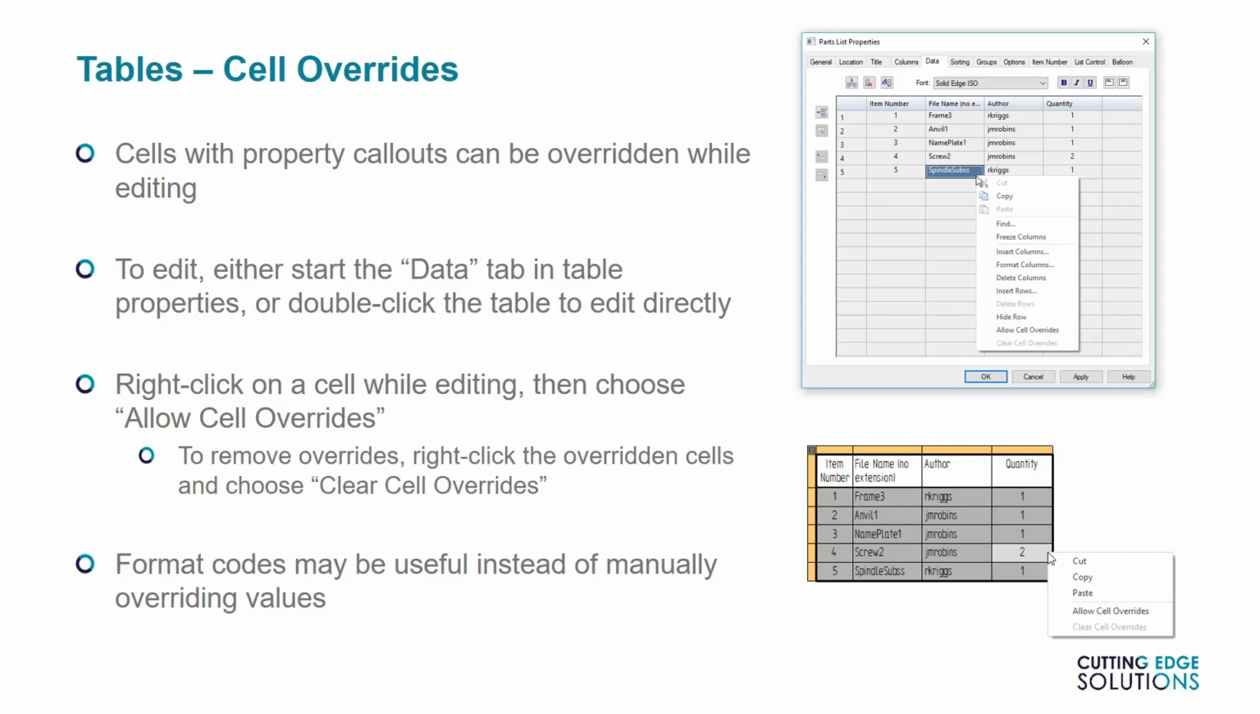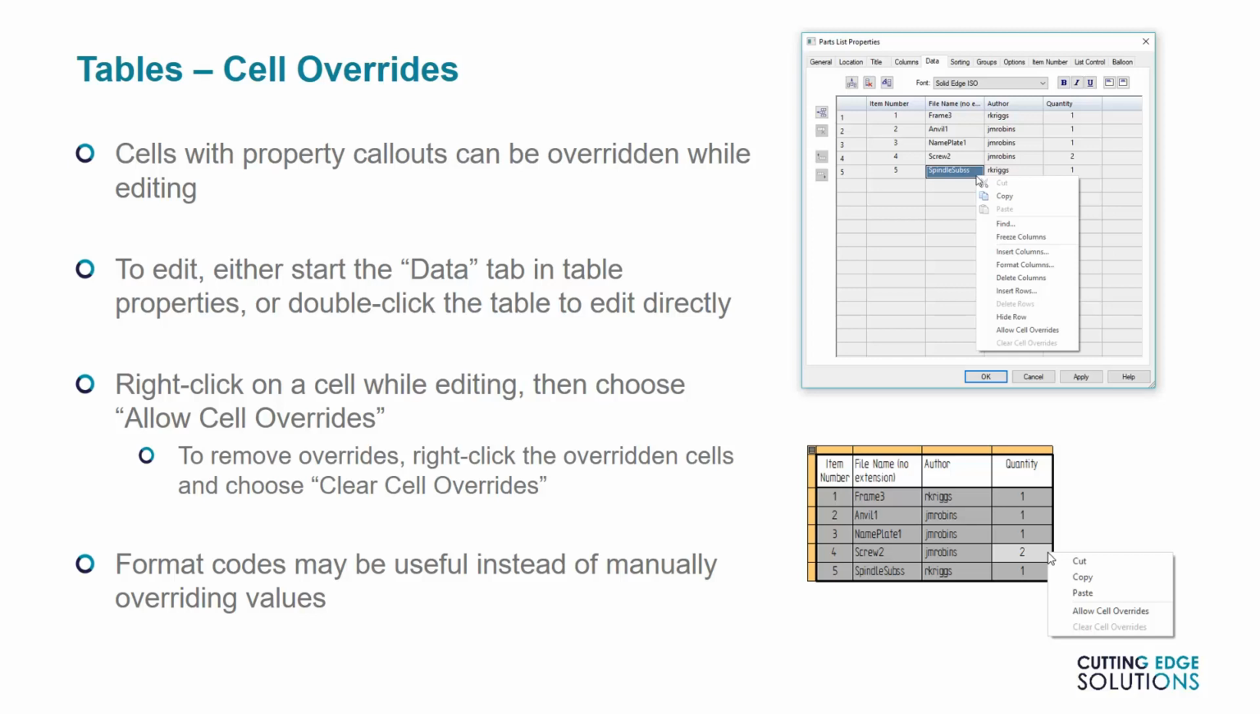However, the original cell value can be restored by right-clicking these overridden cells and choosing Clear Cell Overrides. Bear in mind that if you only need to change something like a round-off value, say, of a data column, or whether it has units or not, there's another method of doing this called format codes.